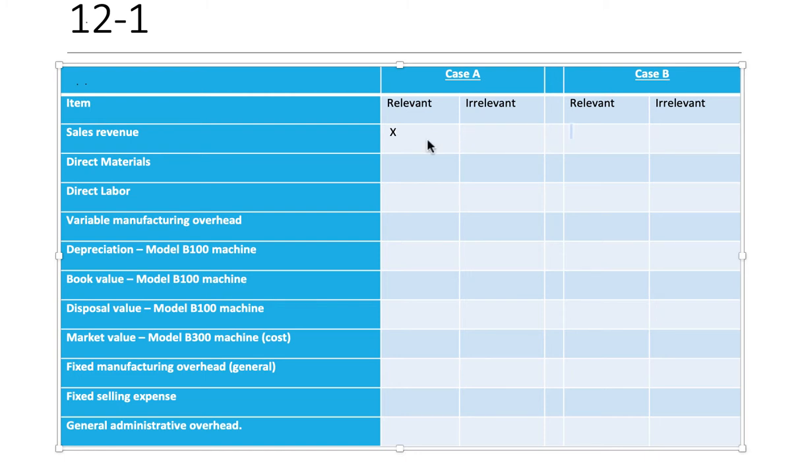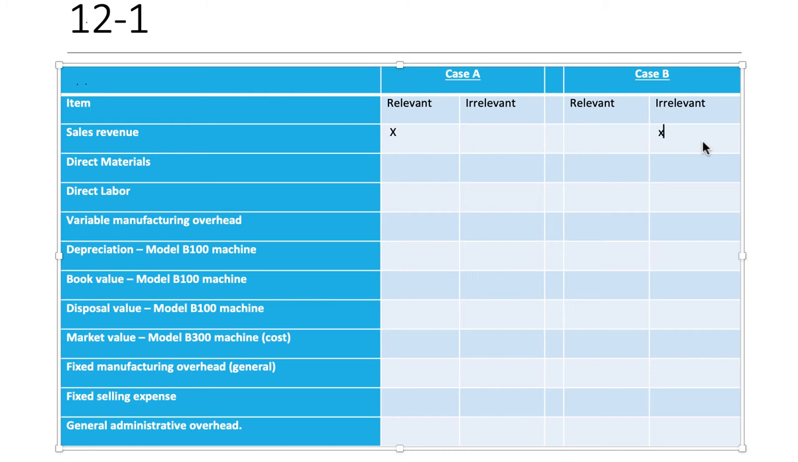Now let's look at case B, and let's look at the same thing, sales revenue. Well, case B says, hey, if we get this new machine, there's virtually no effect on production or sales, other than we might save some direct material costs due to less waste. So in case B, sales revenue is irrelevant because it doesn't differ. In case B, whether we keep machine 100 or sell it and get B300, our sales revenue is going to stay the same regardless.